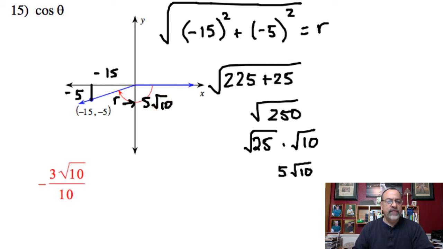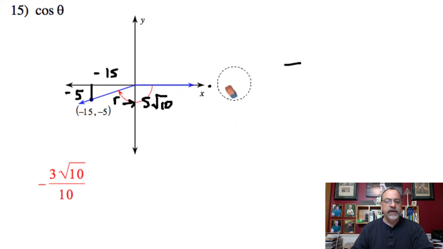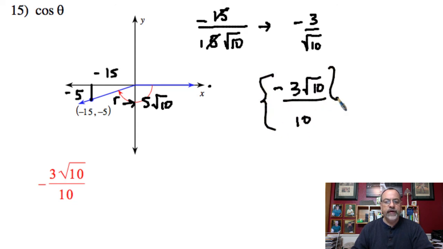So now that I have my values determined, I can figure out the ratio that they asked me for. So the cosine again is the x value, which is negative 15, over the r value, which is 5 square root of 10. Now I need to do some simplifying here, so a couple ways to go here. I'm going to simplify this first. So that's going to be 1 and negative 3. So that's going to be negative 3 over square root of 10, and then rationalize my denominator. So that's going to be negative 3 square root of 10 over 10.